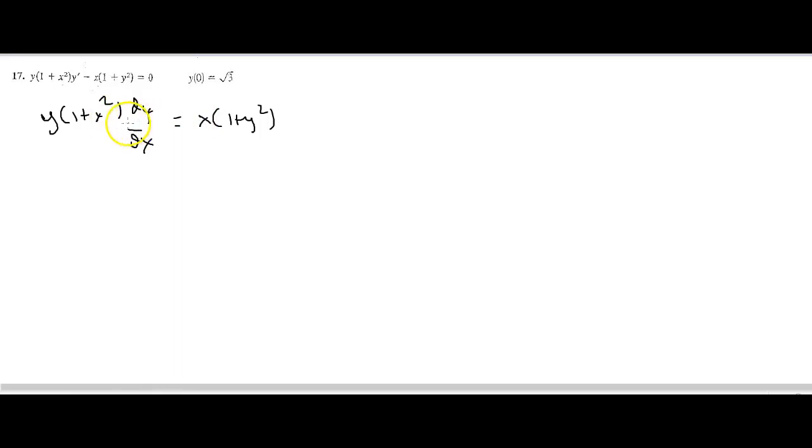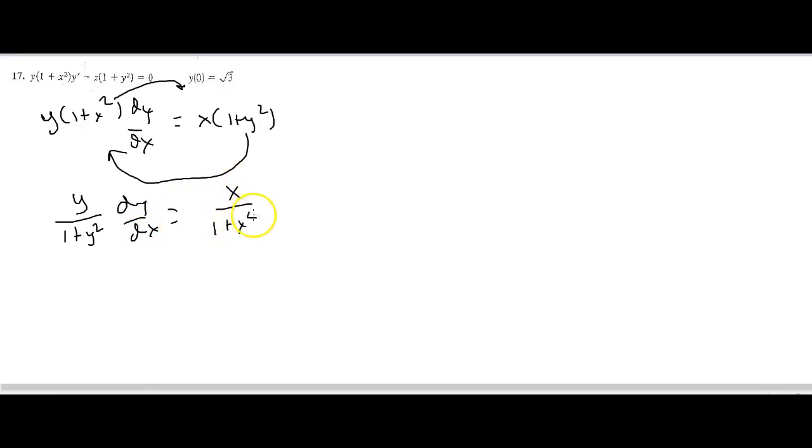Okay, so you need all the y's on one side, the x's on one side. So obviously I'm going to move this over to here. I'm going to leave this here, but I'm going to move this back over to there. So with just a little bit of algebra 2, I get y over 1 plus y squared dy/dx equals x over 1 plus x squared. Look, those are symmetric, so that's going to be handy. Now I got them separated like I'm supposed to.